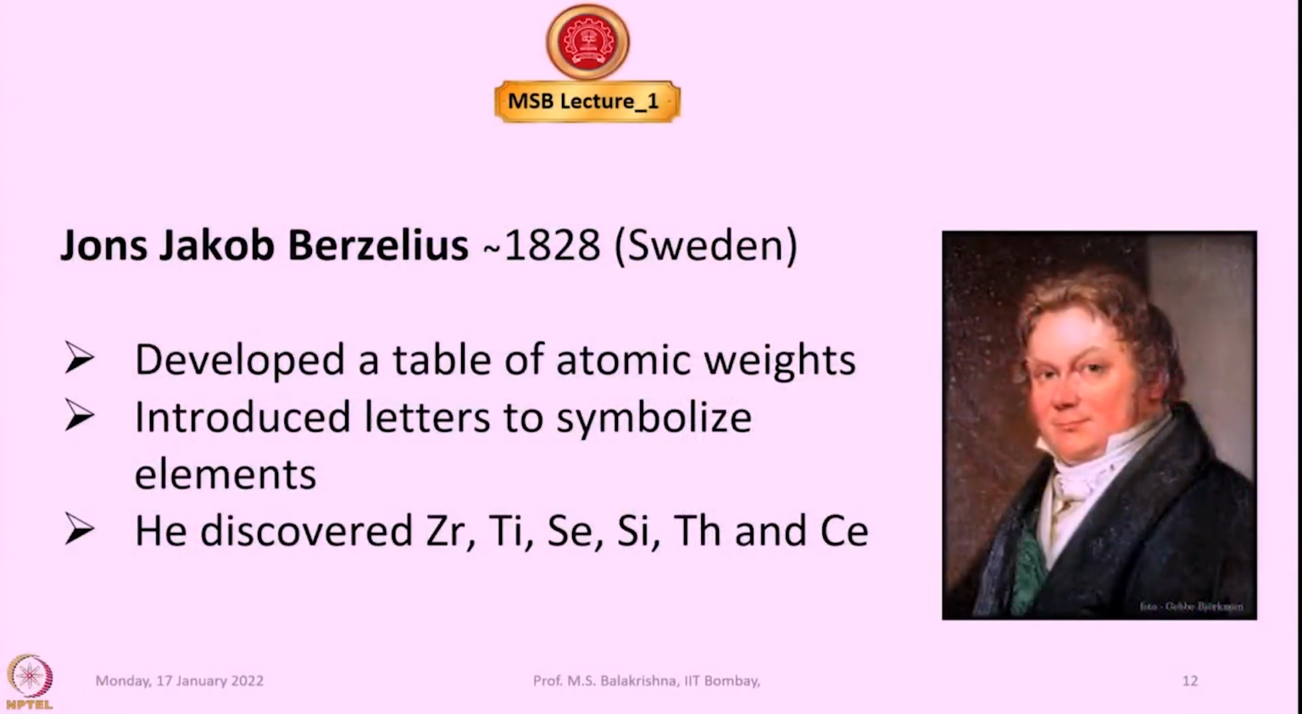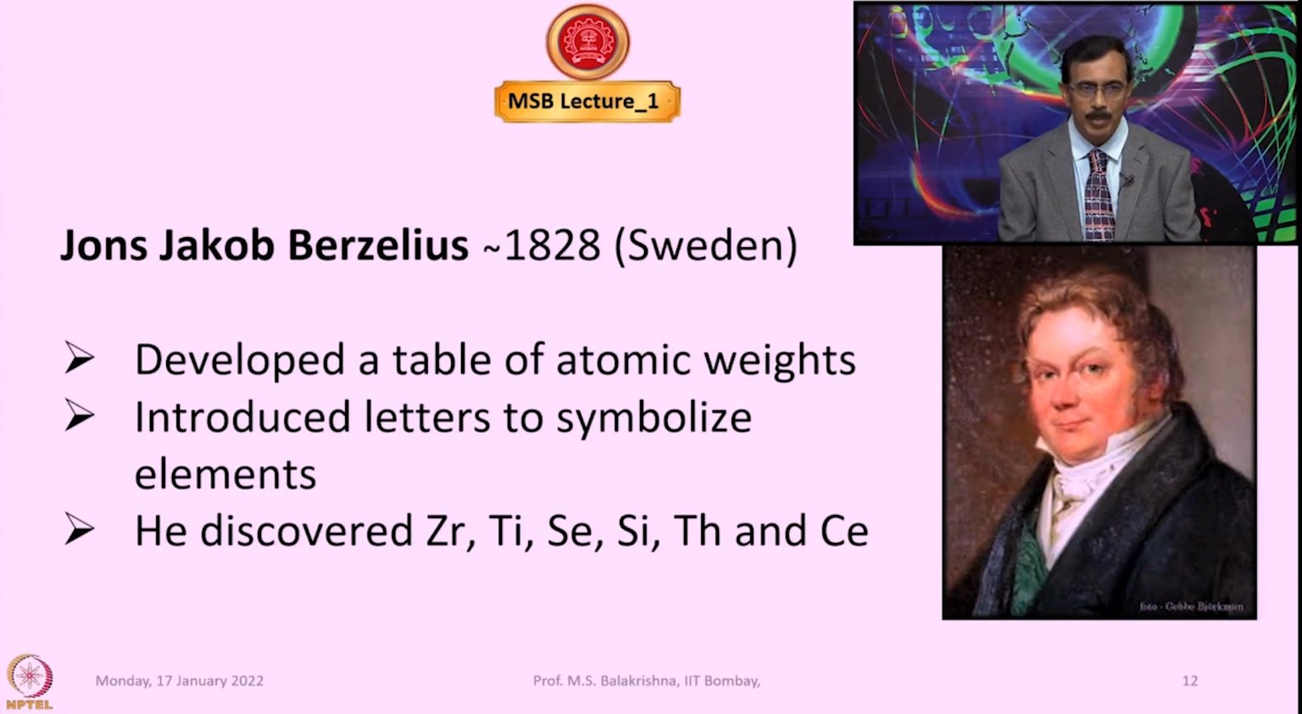1794. Let us talk about Jöns Jacob Berzelius. He is a Swedish chemist. He developed a table of atomic weights and introduced letters to symbolize elements. He discovered, besides known elements, zirconium, titanium, selenium, silicon, thorium and cerium.